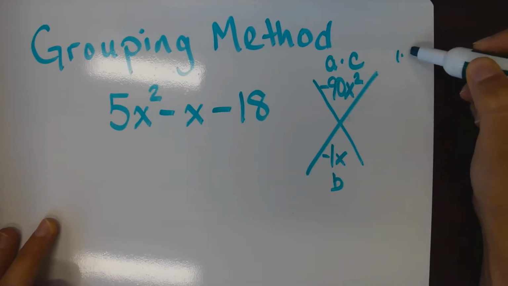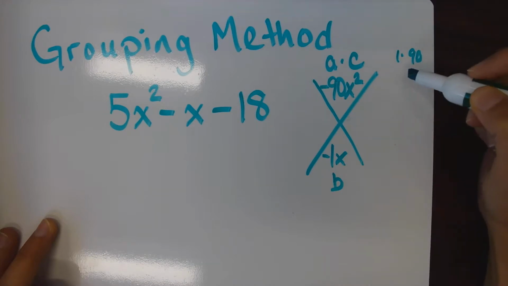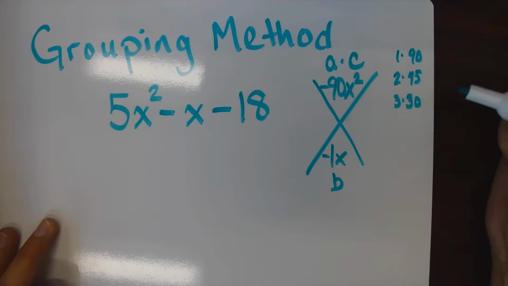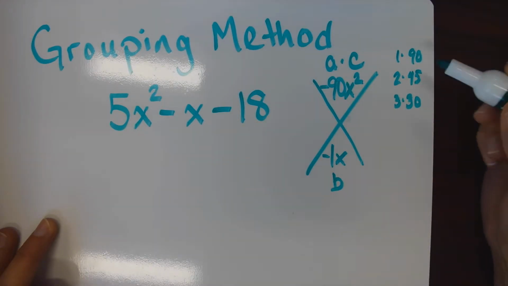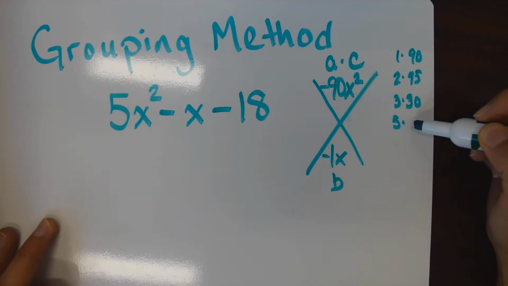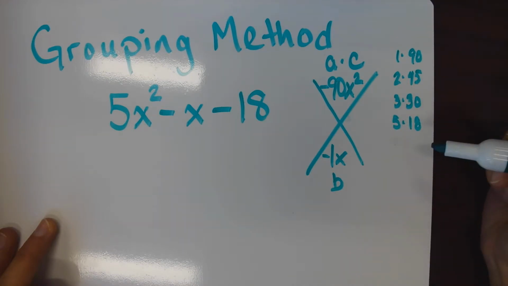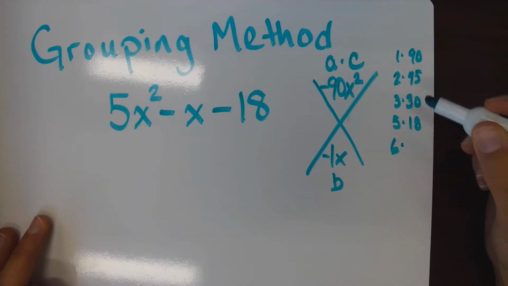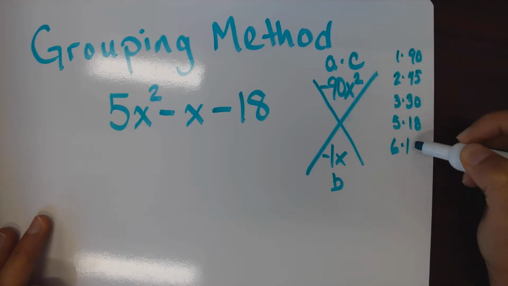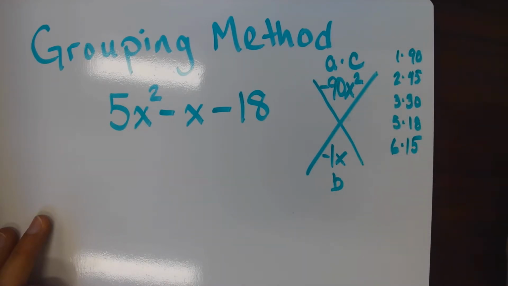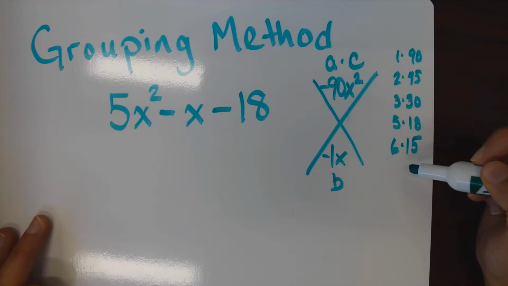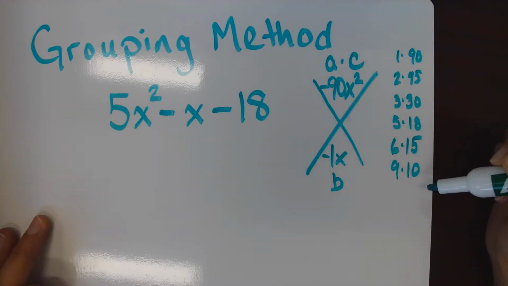So I have 1 and 90, I have 2 and 45, 3 and 30, 4, 5 and 18, 6, I think so. 6 can go into that times 15. And 7, 8 doesn't work, 9, 10, and then we would be starting over. So those are all my factors of 90.